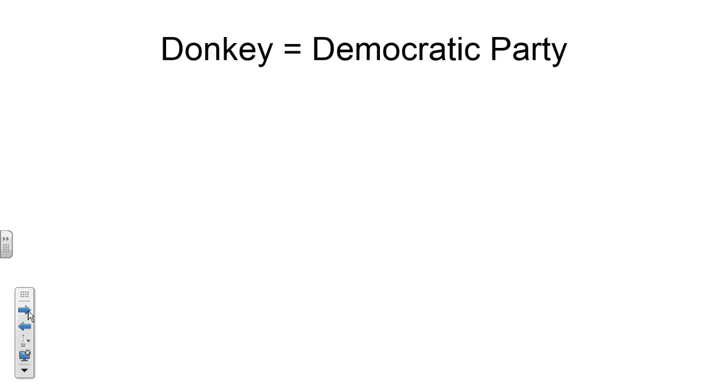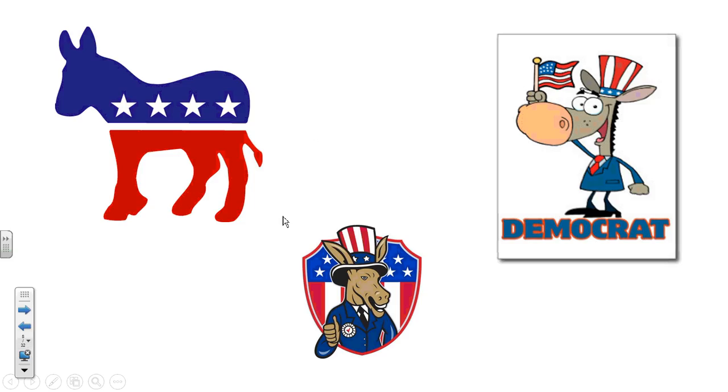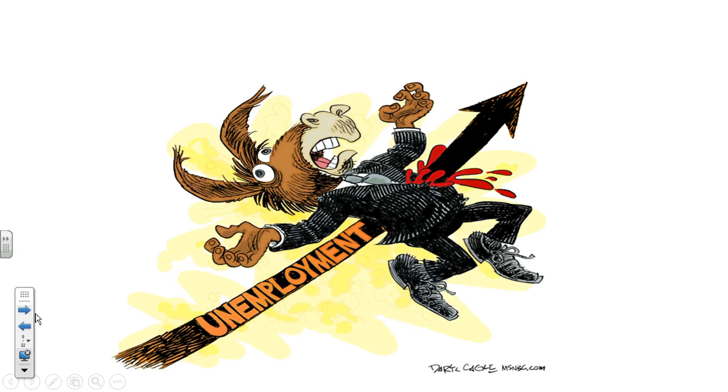The Democratic Party is represented by a donkey. So any version of a donkey in a political cartoon is referring to the Democratic Party. So here's an example of a donkey in a political cartoon. The author is getting an opinion across, but anytime we see that donkey, we know that we're talking about the Democratic Party.